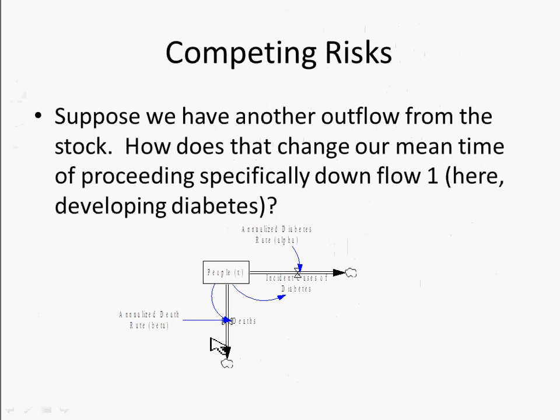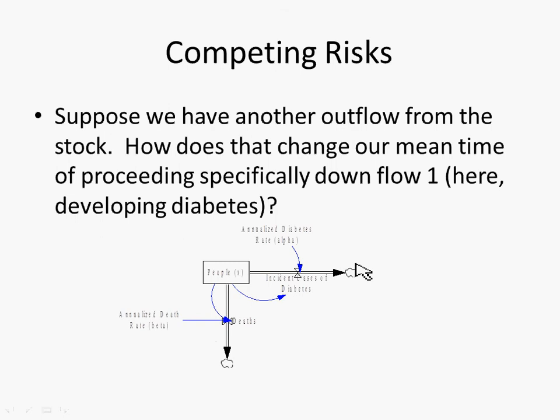From the point of view of a certain person in that stock, there's a certain chance that they'll leave to develop diabetes, alpha per unit time, and a certain chance, beta per unit time, they'll first die. So what's their total chance of leaving the stock? Alpha plus beta. And in fact, the formula for this is exactly this: dx/dt equals this minus alpha x minus beta x.